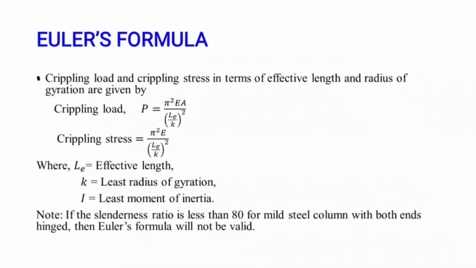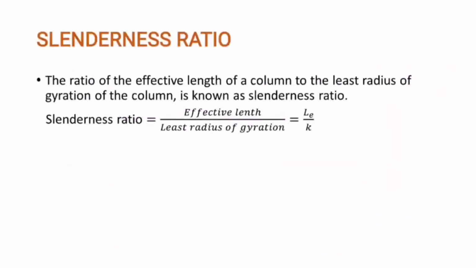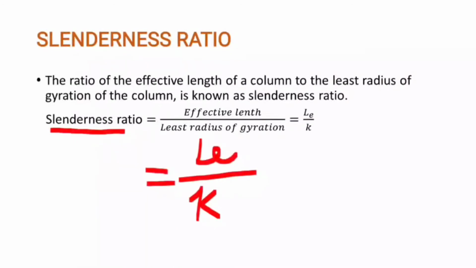Next we move to slenderness ratio. Slenderness ratio is the ratio of the effective length of a column to the least radius of gyration of the column. Slenderness ratio is the ratio of L effective to the least radius of gyration. How this least radius of gyration comes into the picture for the critical load of Euler's formula, I will tell you here.